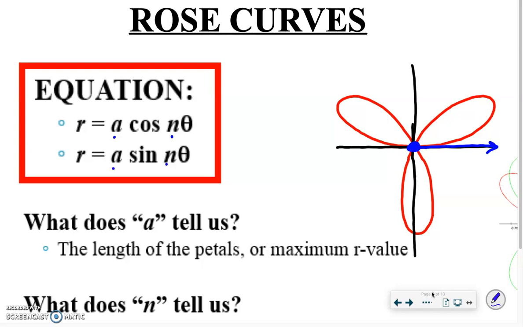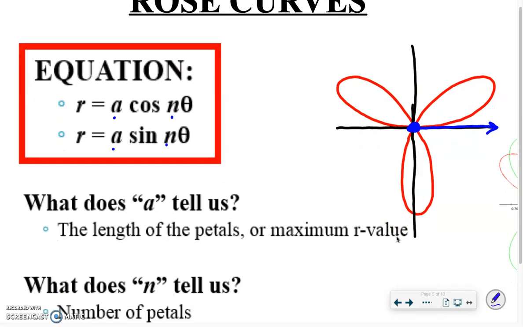We need to know A, we need to know N. So A is going to tell us the length of the petal, or what we call the maximum R value. All right, so go with me on this little journey, if you would. What does R represent? Just in general, what is R? Distance. The distance from the pole. So if I have, say, this point right here, R is just whatever this distance is from the pole to that green circle that I just plotted there. That would be R, wouldn't it?